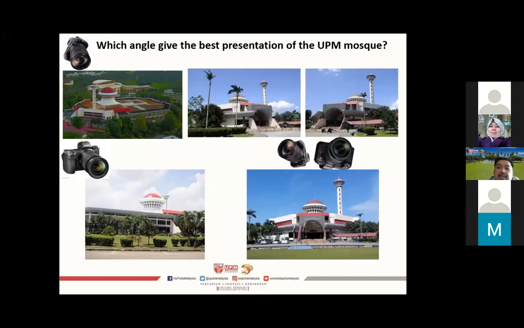Let's say we need to take a picture of the UPM mouse. The question will be, where should we take the picture from? At which angle gives the best representation of the UPM mouse? The last picture is the best angle because it gives the best information on how the UPM mouse should look. This is what dimensionality reduction is. It's taking a picture of your data and trying to keep as much interesting information from your original data in your picture.